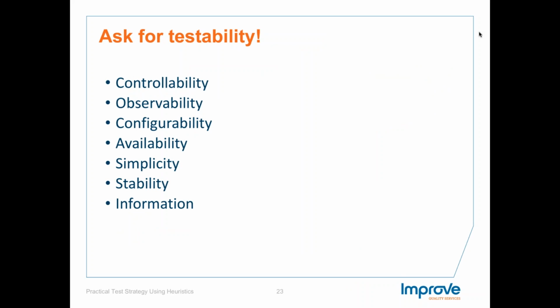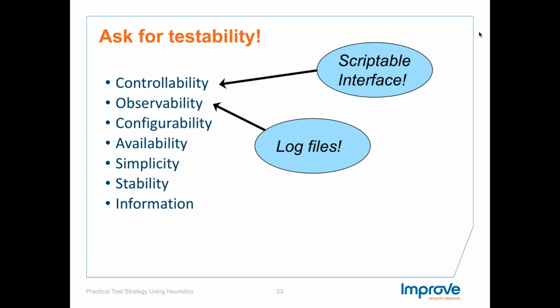And one of the things, especially in Agile, where we want to do testing as fast as possible, but of course in any project you want to do this as efficiently and as effectively as possible. So testers need to ask for testability and use it in your test strategy as well. If you have a scriptable interface, you can control your product way better, so it's easier to test. If you use log files, you're gaining observability, so it's easier to look behind the GUI and look inside the product.